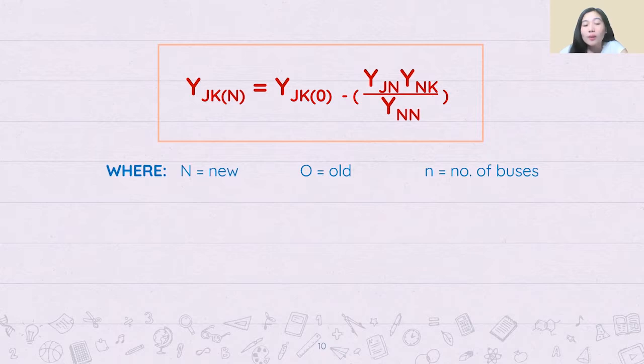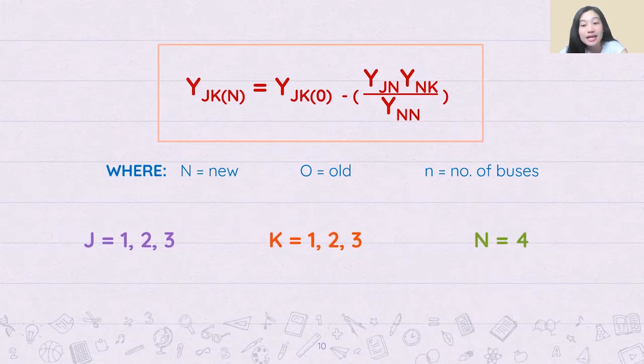So, we have to identify that n is new, meaning to say yung y bus new natin, kaya siya nakadesignate as n. Y sub jko is termed to be as our y bus old, and yung ating n stands for the number of buses. So 4 ang number of buses natin. So just to give an example, what if meron tayong 4 na bus? Ano yung J, ano yung K, and ano yung big letter N?